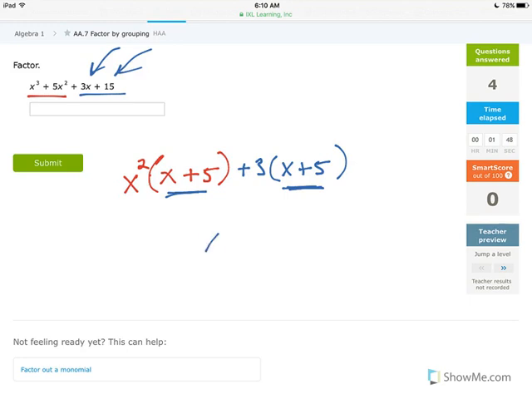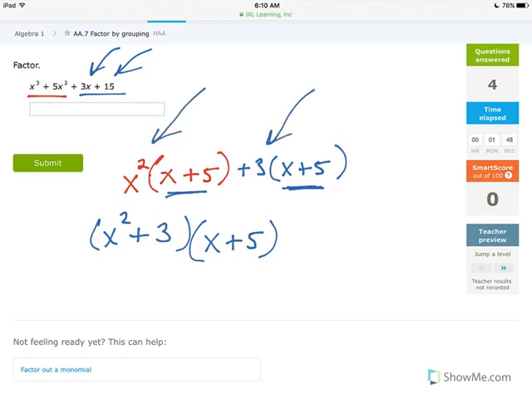So one of the factors is x plus 5, and then the other factor would be made up out of the x squared and the positive 3. So these two are making up the second factor. So there's your two factors for this one.